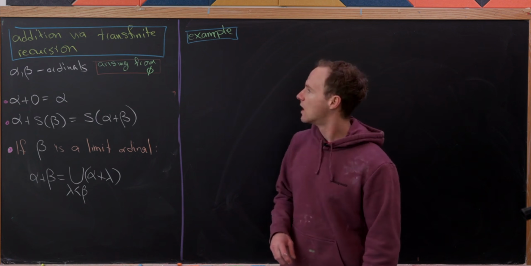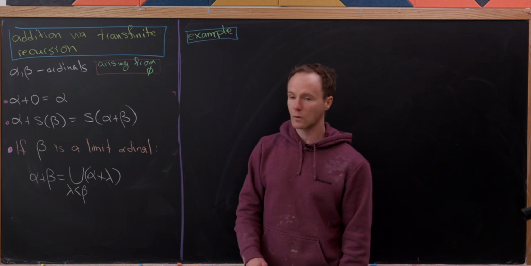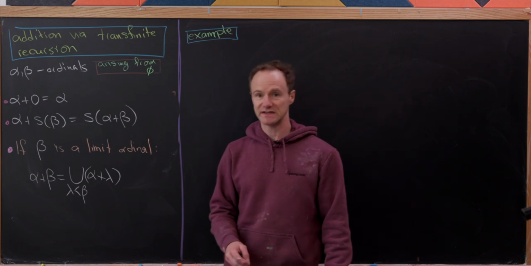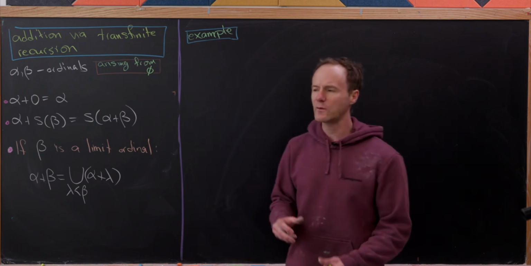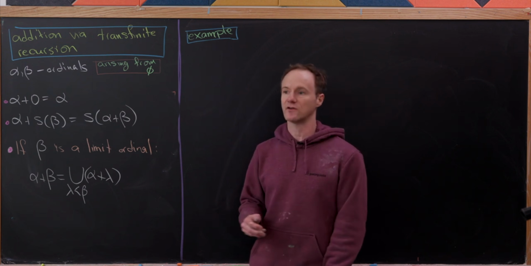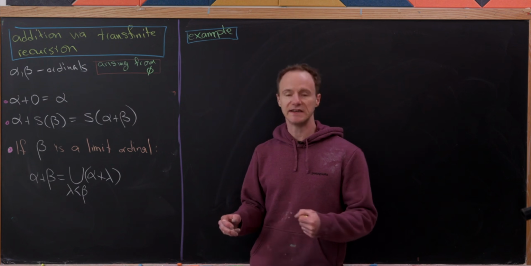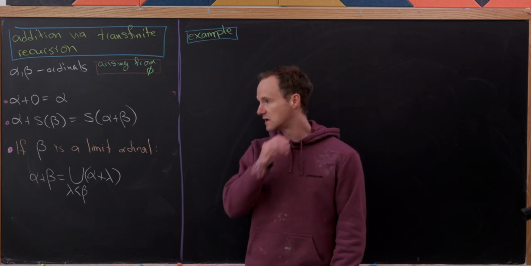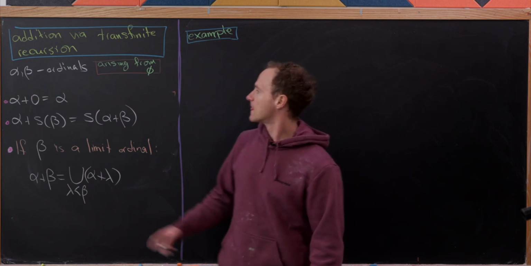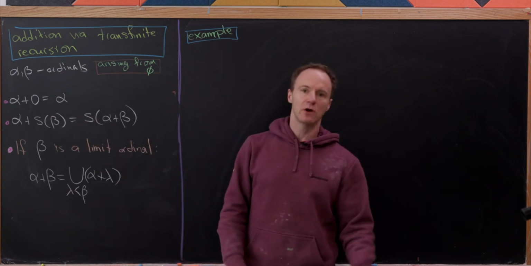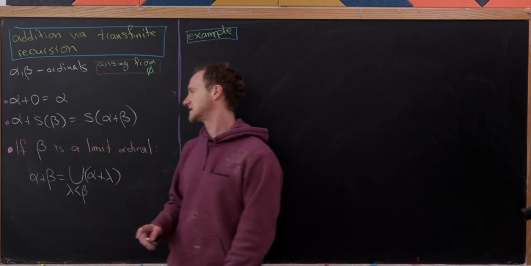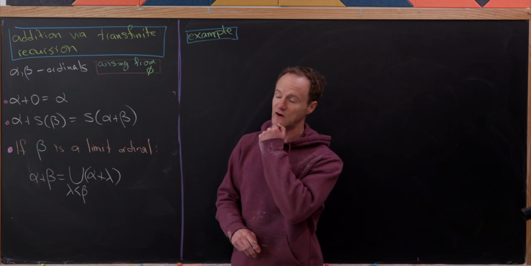Okay, so let's say that alpha and beta are ordinals, and let's just assume they're arising from the empty set. At the moment, the only ones that we can really get our hands on are the natural numbers, and omega, the set of all natural numbers. But via this addition and the multiplication that we'll see a bit later, we'll be able to get our hands on larger ordinals. So we'll first say that alpha plus 0 is equal to alpha. That's sort of obvious. And then we'll say that alpha plus the successor of beta is the successor of alpha plus beta.